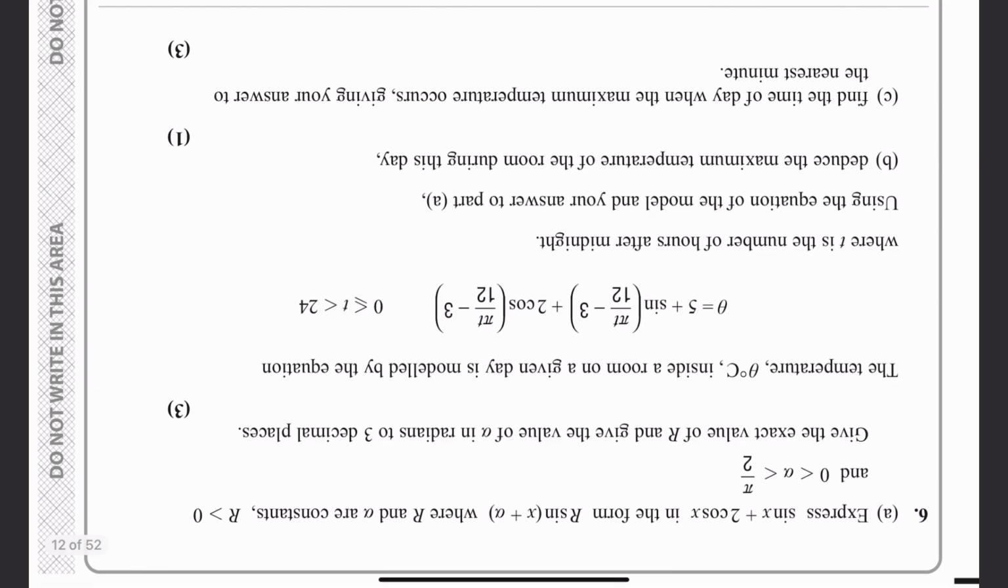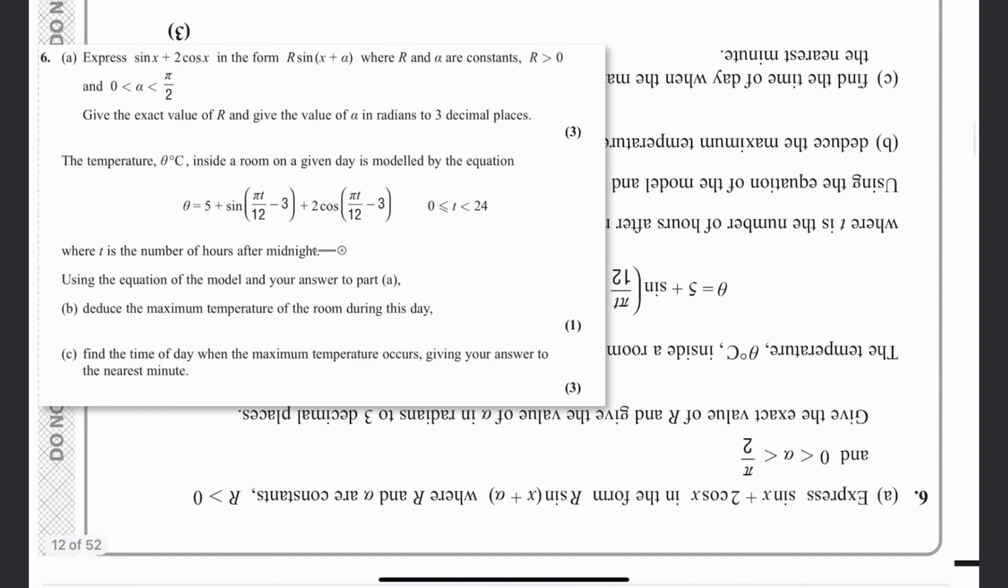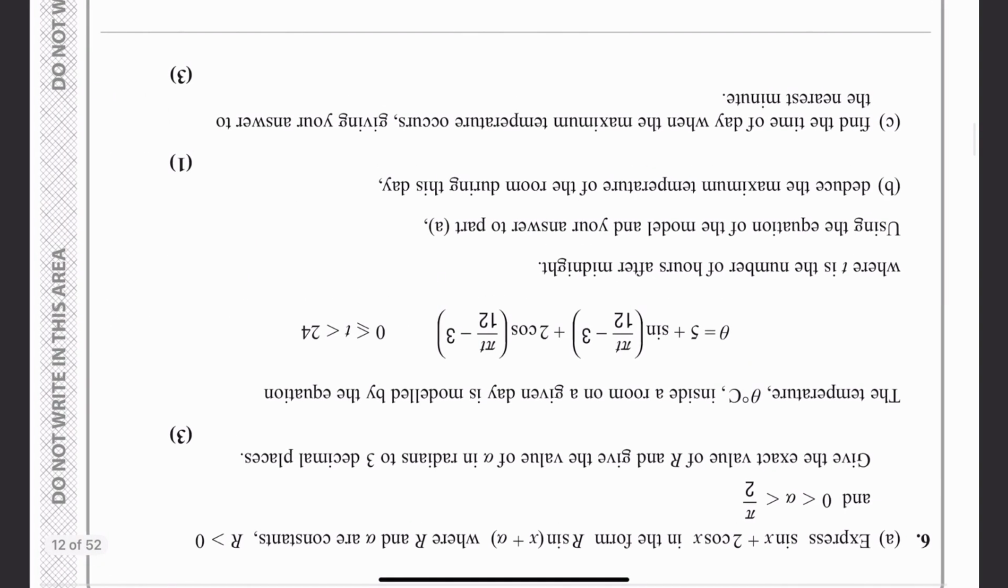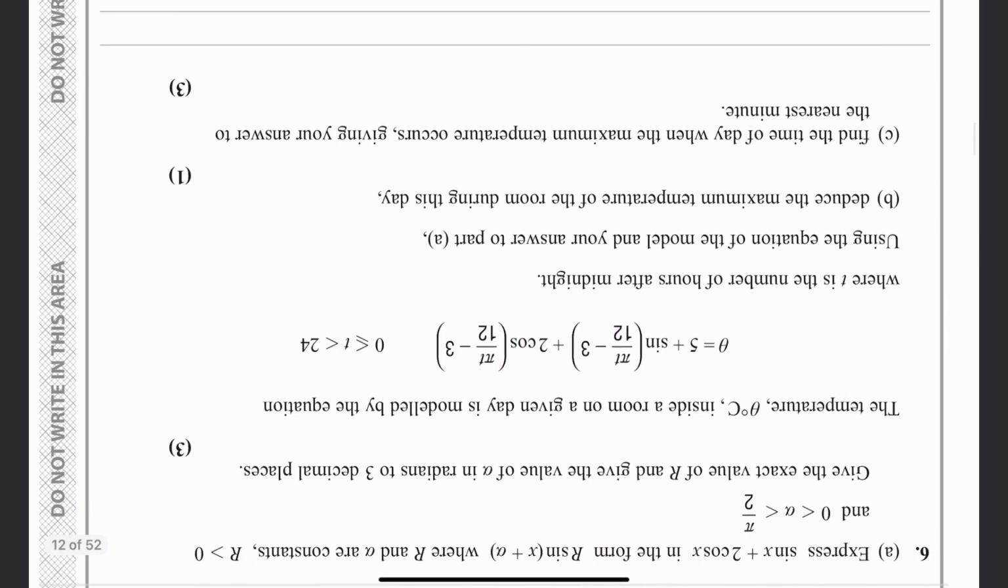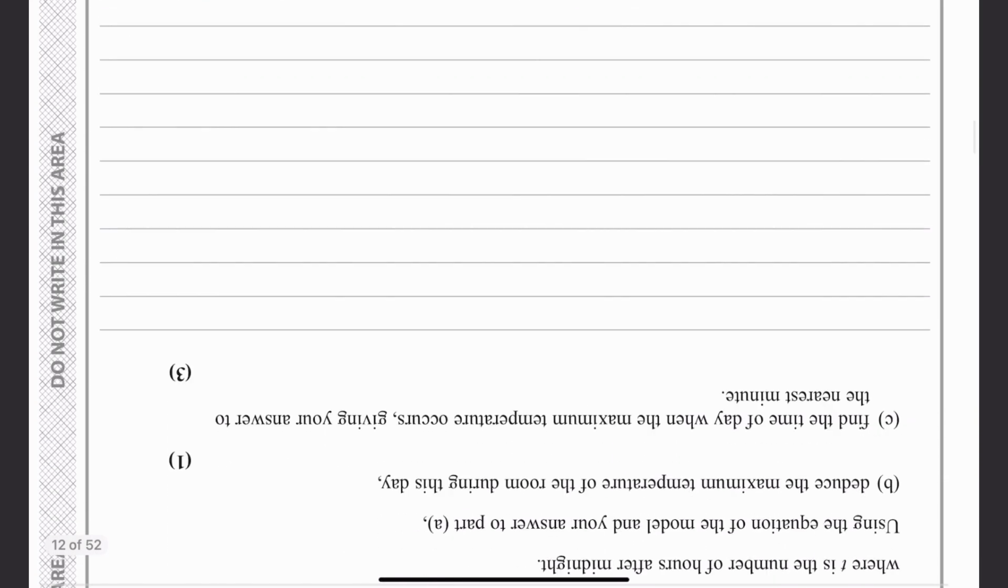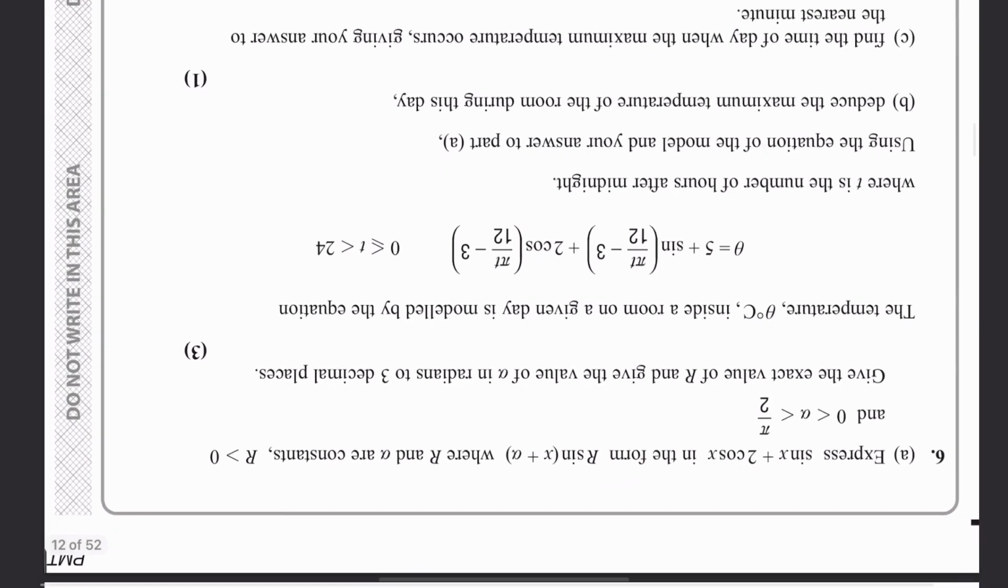Number 6. Oh my god, this is a lot of working. Express sine of x plus 2 cos of x in terms of r sine. Okay, nice, should be an easy question. So what they're basically saying is sine. Okay, let me just write this out. Is this 6?